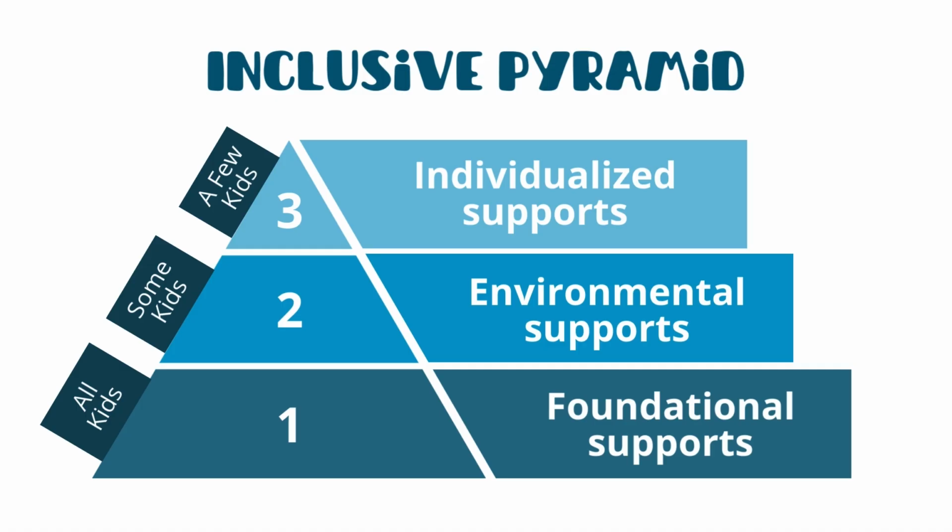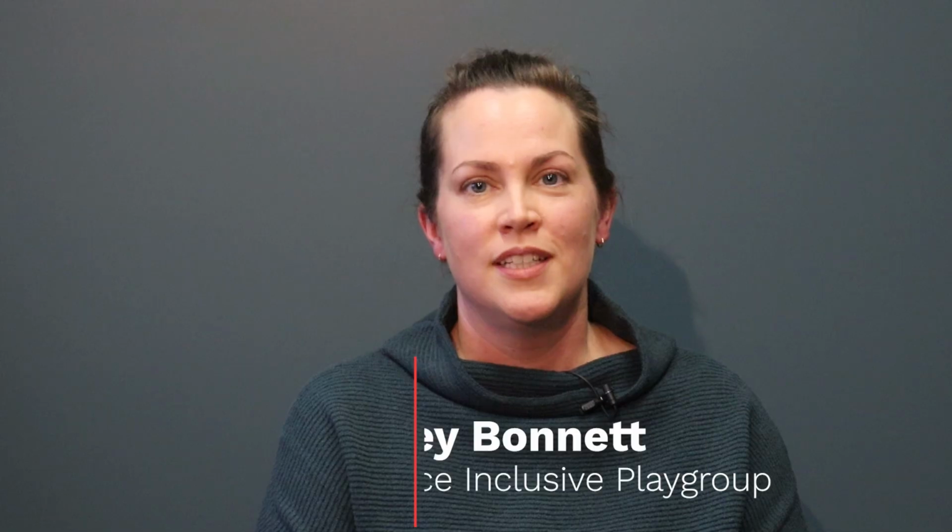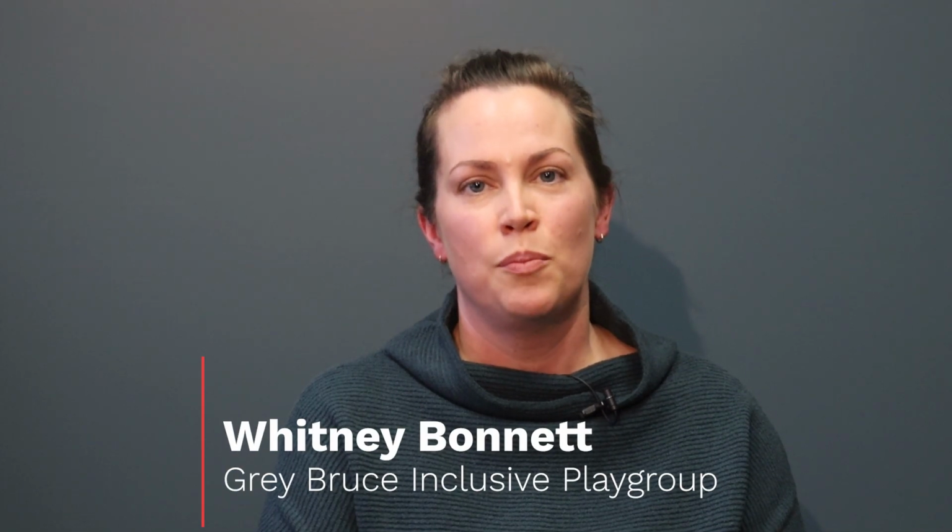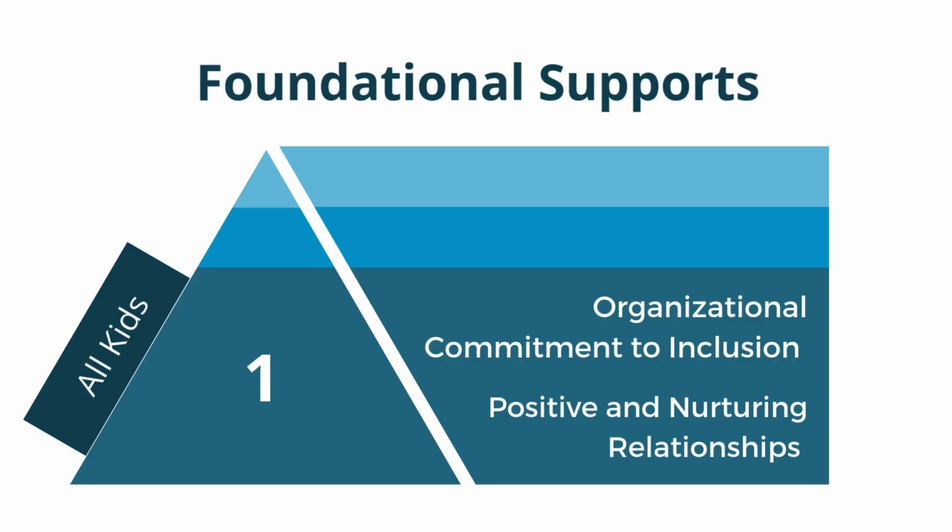One effective approach is to implement inclusive practices through the use of an inclusive pyramid. This pyramid is based on models created by the Center for Social and Emotional Foundations in Early Learning and Kids Included Together. The inclusive pyramid consists of 3 key types of support: foundational, environmental, and individual.